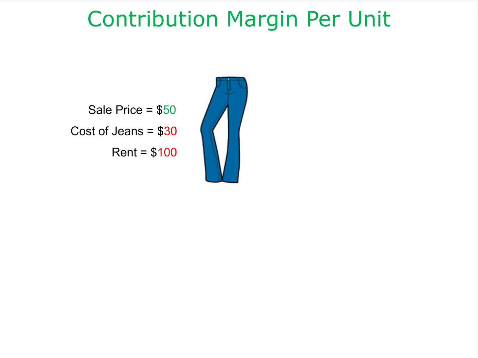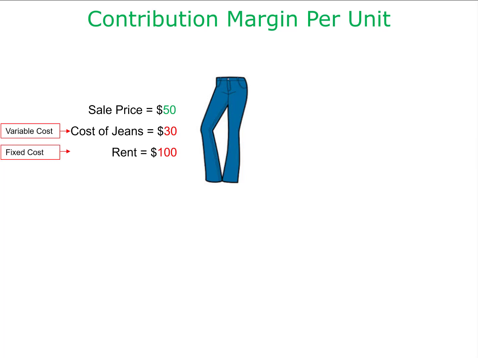So what kind of cost is the cost of jeans? Is it variable, fixed, or a mixed cost? The more jeans she sells, the more jeans she has to buy, so the jeans cost is a variable cost. The next question is, what kind of cost is rent? Variable, fixed, or mixed? Whether she sells 0 jeans or 100 pairs of jeans, the rent is still $100 per quarter, so it's a fixed cost.